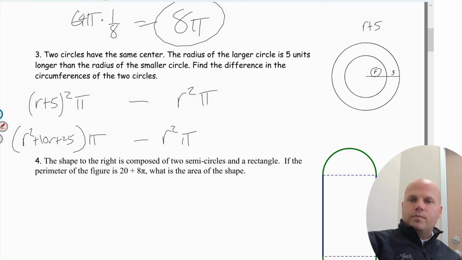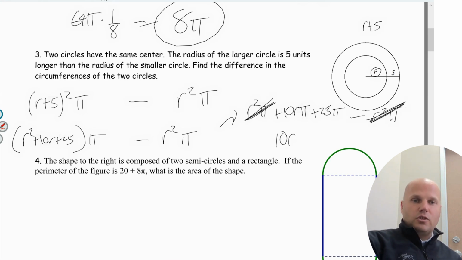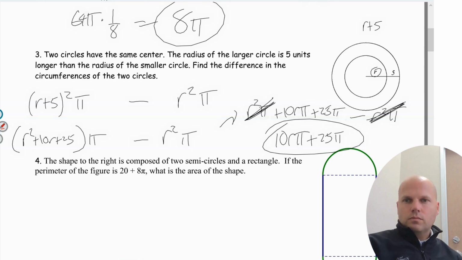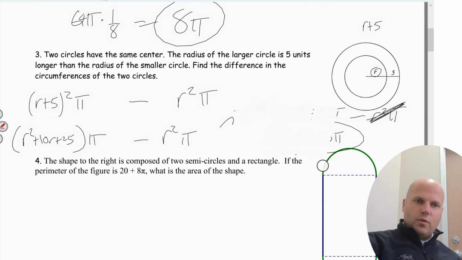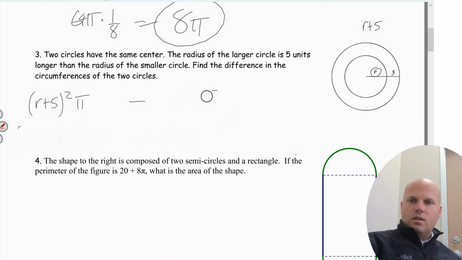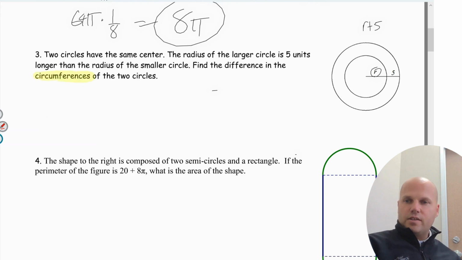minus r squared pi. Now, if we distribute the pi, we realize we have r squared pi, 10r pi, and 25 pi is the bigger circle. Subtract an r squared pi. It's a very good question involving algebra. But I screwed up. We want circumferences. My bad. I wish it said areas.